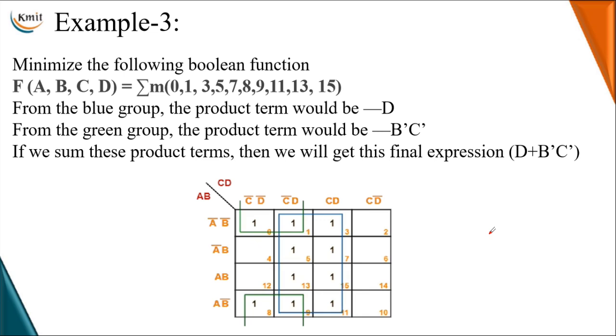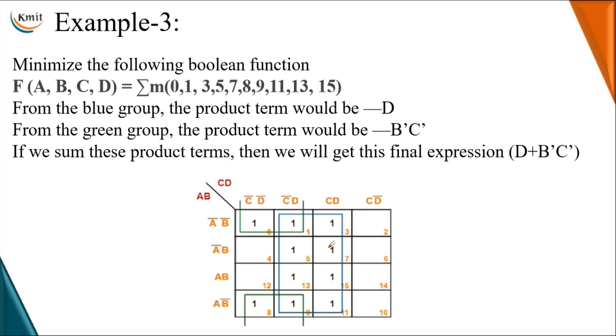Next, minimize the following Boolean function, given as f of a, b, c, d, 4 variables again, with the given minterms 0, 1, 3, 5, 7, 8, 9, 11, 13, 15. Now map your function onto the 4 variable K-map according to the given minterms. Map the function values of 1 into the corresponding cells. Then we start the grouping. Now there is a possibility.